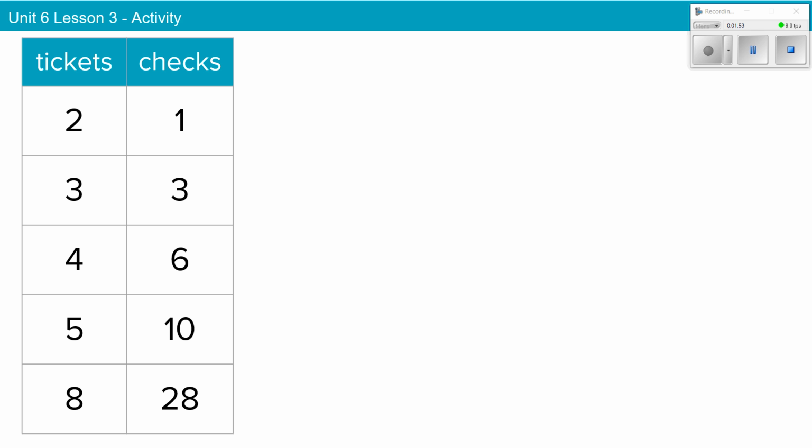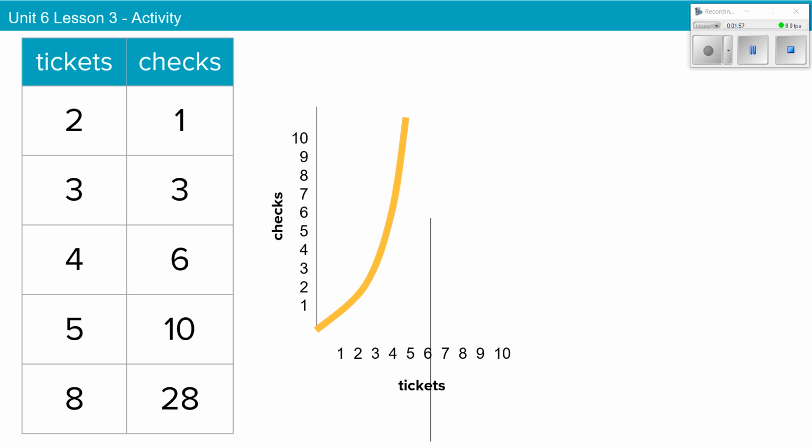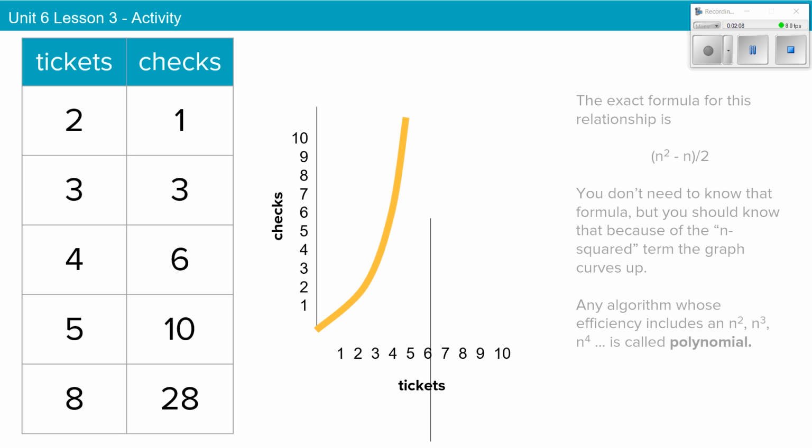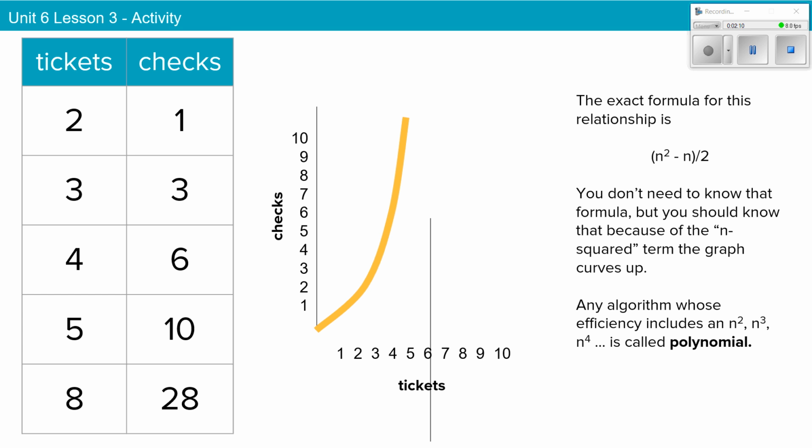If I have 3 tickets, it takes 3 checks. 4 tickets is 6 checks. 5 tickets is 10 checks. 8 tickets, it's 28 checks. In other words, there are 28 different combinations of the 2 tickets I'm adding together. There is an exact formula for this, n squared minus n all divided by 2, but you don't need to know that. What's important here is that you notice this is a polynomial.